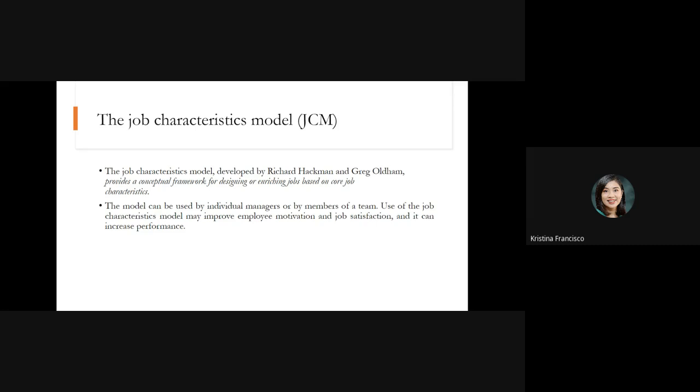So with this one, Oldham and Hackman were looking to reduce the boredom and monotony that comes from working in a factory setting. So instead of getting better and more productive as time passed, they found that employees were becoming bored and disengaged, and their performance dropped. So that is the rationale behind this model.